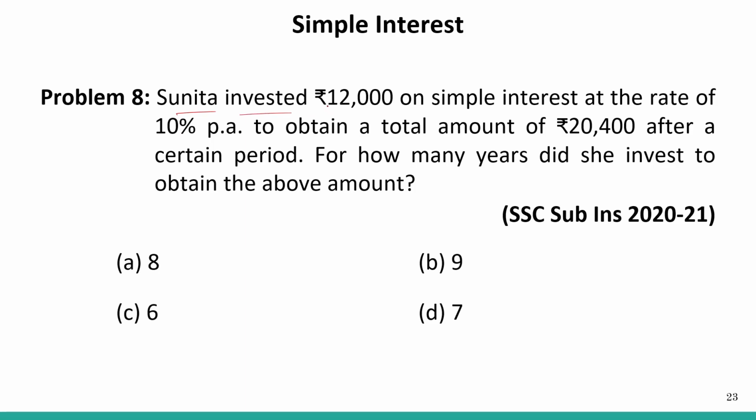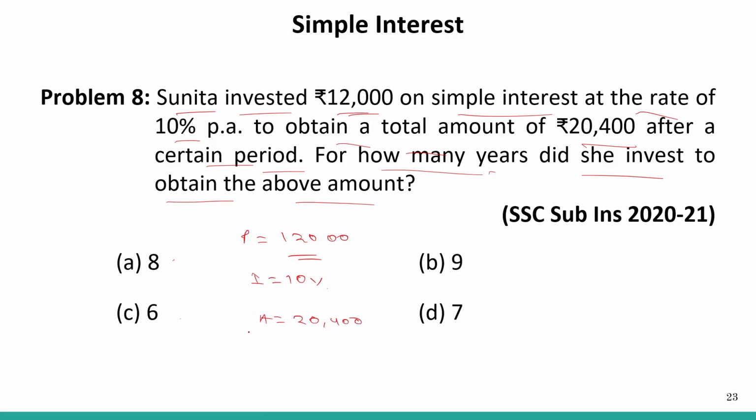So Sunita invested 12,000 on simple interest at a rate of 10% per annum to obtain a total amount of 20,400 after a certain period. So for how many years did she invest to obtain the above amount? Is it 8 years, 9 years, 6 years, or 7 years? Here P is given as 12,000, right? And interest rate R is equal to 10%. So the total amount is 20,400 after a certain period. So T is unknown here.